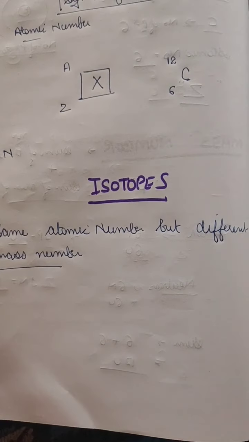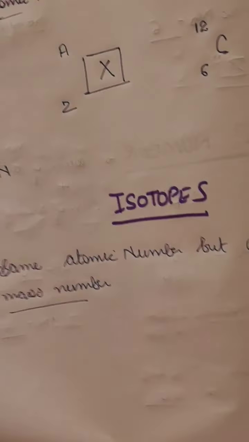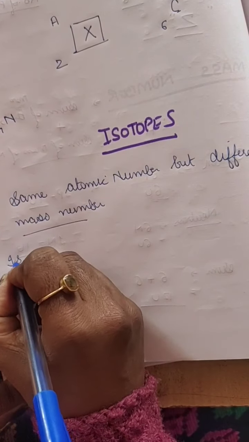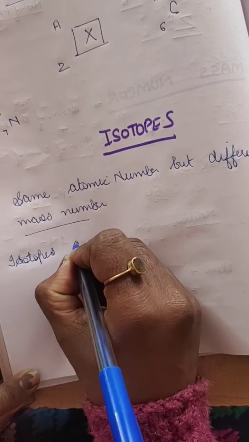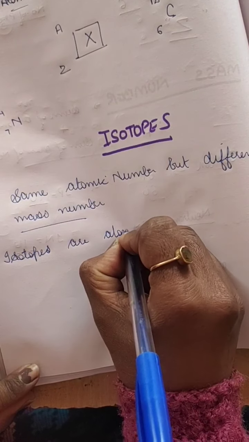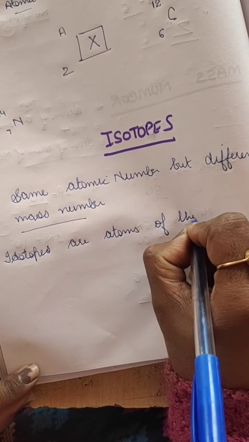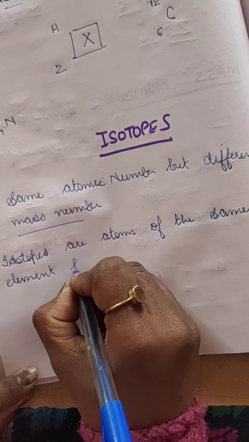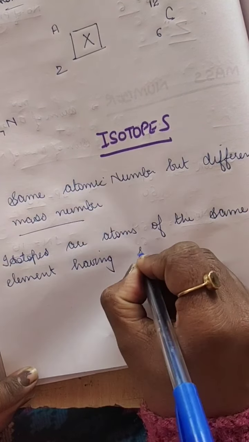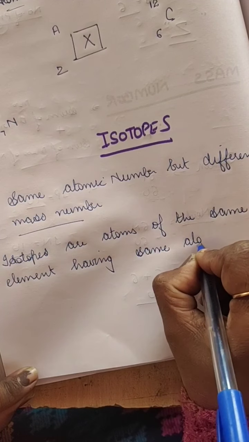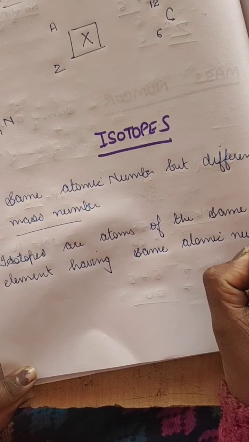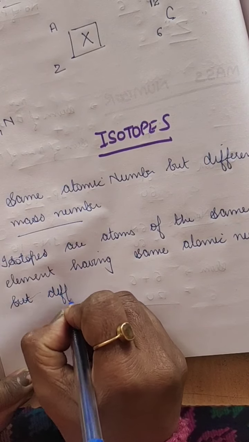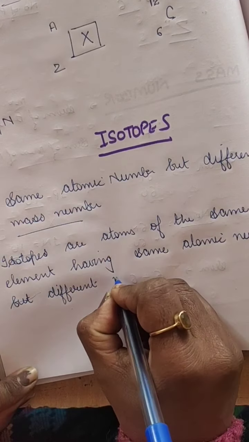So if I write the definition, it will be: isotopes are atoms of the same element having same atomic number but different mass number.